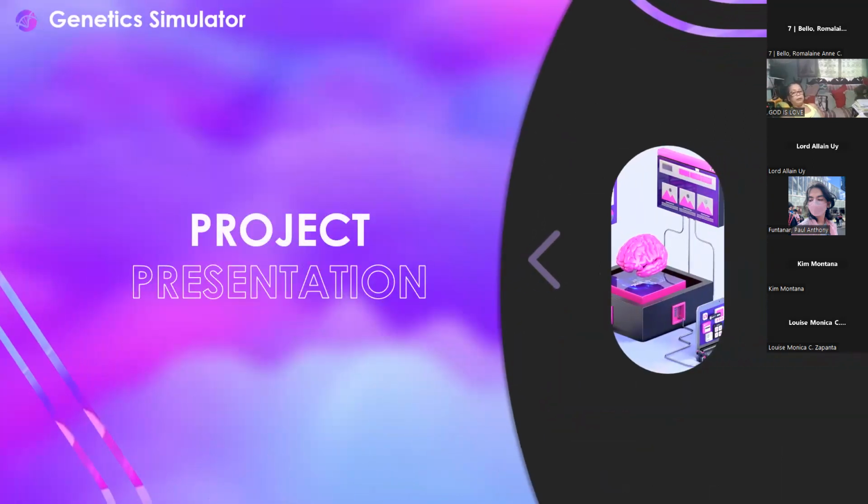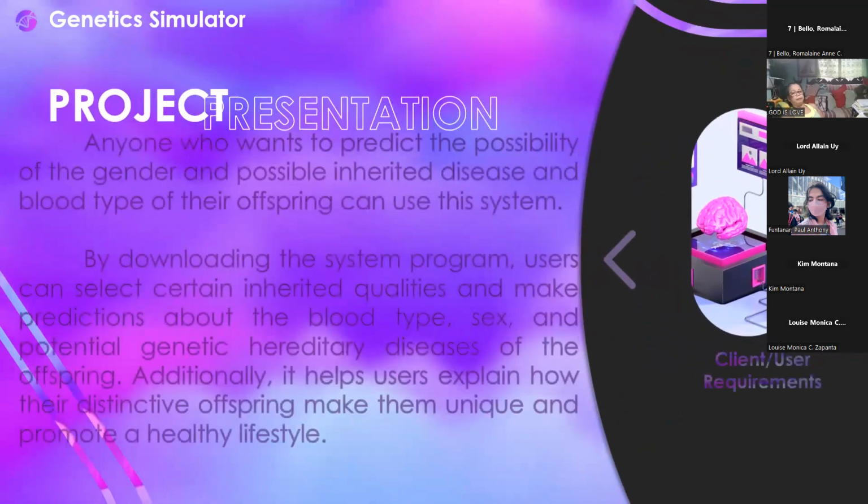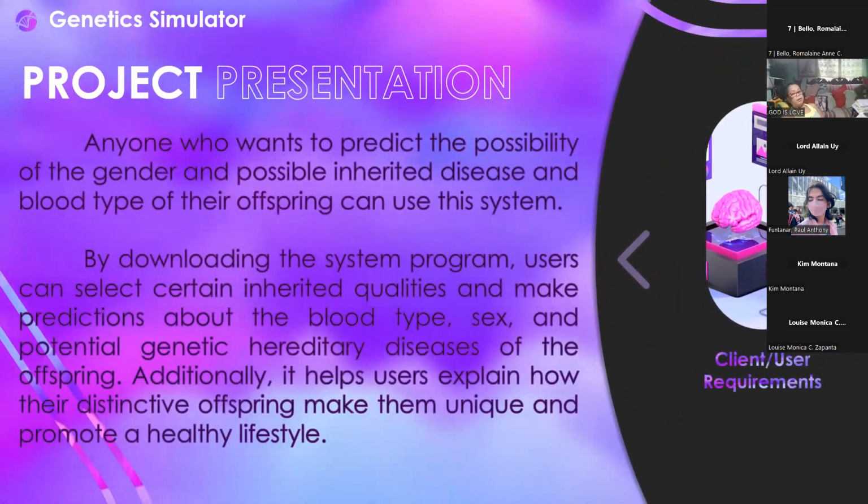For our project presentation, the client user requirements: anyone who wants to predict the possibility of the gender and possible inherited disease and blood type of their offspring can use the system. By downloading the system program, users can select certain inherited qualities and make predictions about the blood type, sex, and potential genetic hereditary disease of the offspring. Additionally, it helps users explain how their distinctive offspring make them unique and promote a healthy lifestyle.